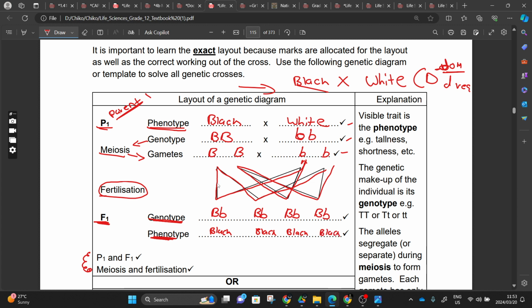Okay. And then they may ask you, write the ratio. Here at the top, ratio is 100%. And then here at the bottom also it's 100%.